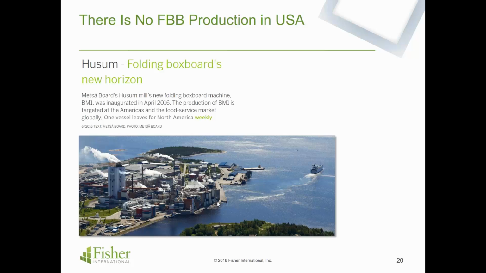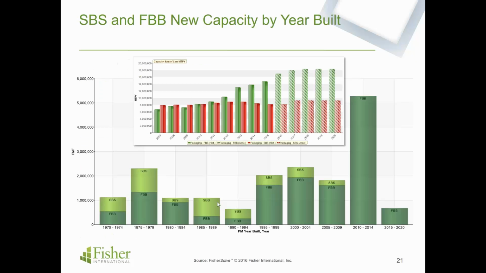One other interesting exporting opportunity is folded boxboard, because there is no FBB production in the USA. So companies like Metsä Group have taken this advantage, and they have now invested in the Husum mill, and Husum is producing boxboard, and like their own web pages say, there is one vessel that leaves Husum for North America on a weekly basis. And SPS and FBB are kind of similar products.